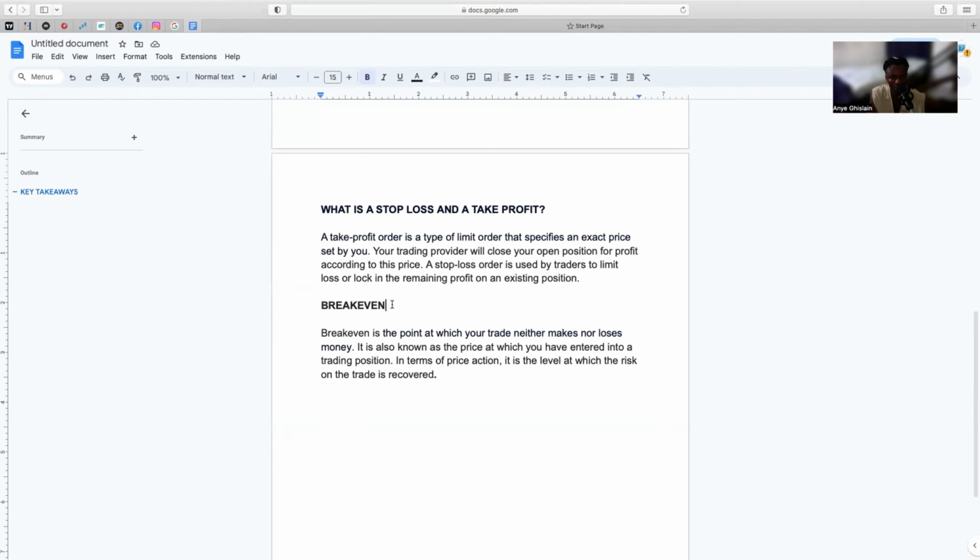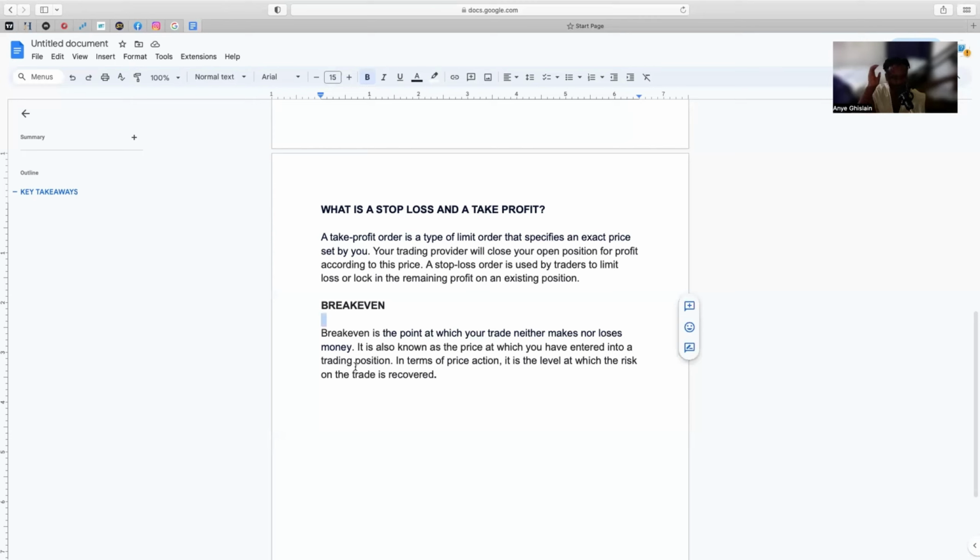When I keep using the term break even, not everybody knows. We might know this thing in economics, but in trading, it might be confusing, right? So this is break even here. What does break even mean? Break even is the point at which your trade neither makes nor loses money, right? It is also known as the price at which you have entered into a trading position. In terms of price action, it is the level at which the risk on the trade is recovered.